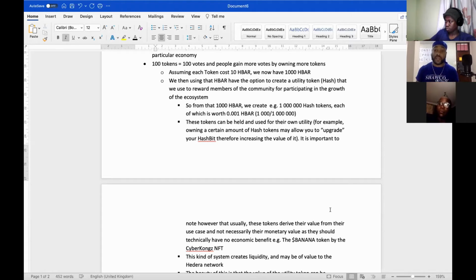I'm going to explain what that means in a particular case. Let's assume that from the HBAR we have now, we decide to create hash tokens. These hash tokens are going to be used to incentivize people within the Hashbits project. We create 1 million of these hash tokens from that 1,000 HBAR, so the value of each is going to be worth 0.001 HBAR. For those of us who struggle with maths, don't worry, I did a little calculation over there.